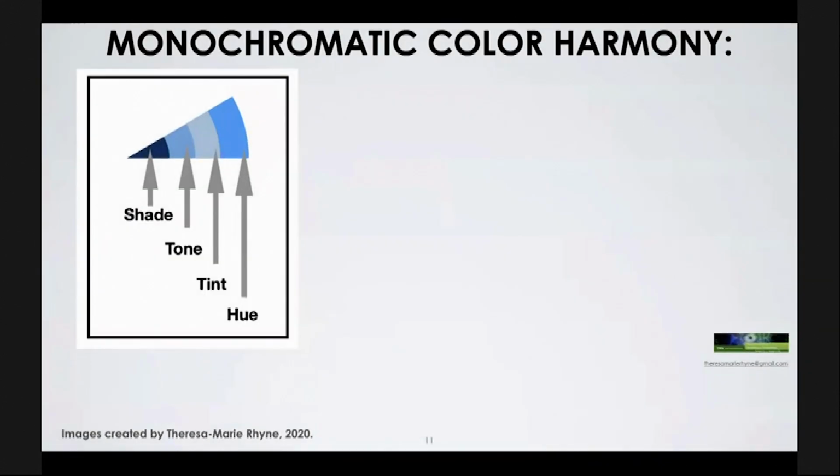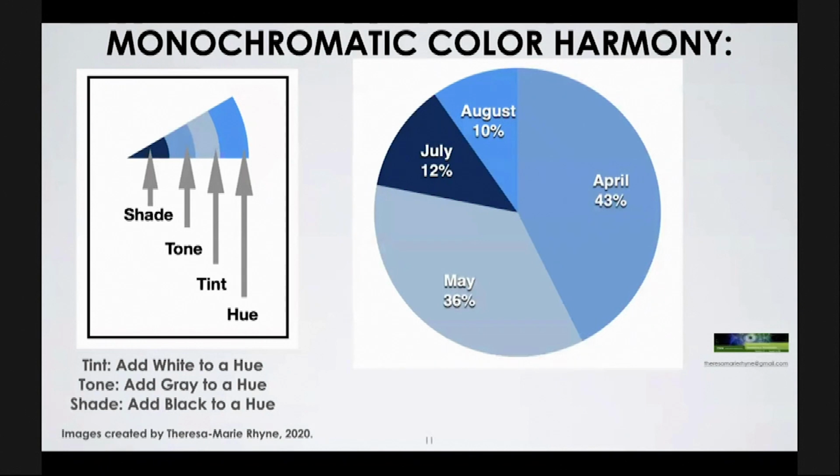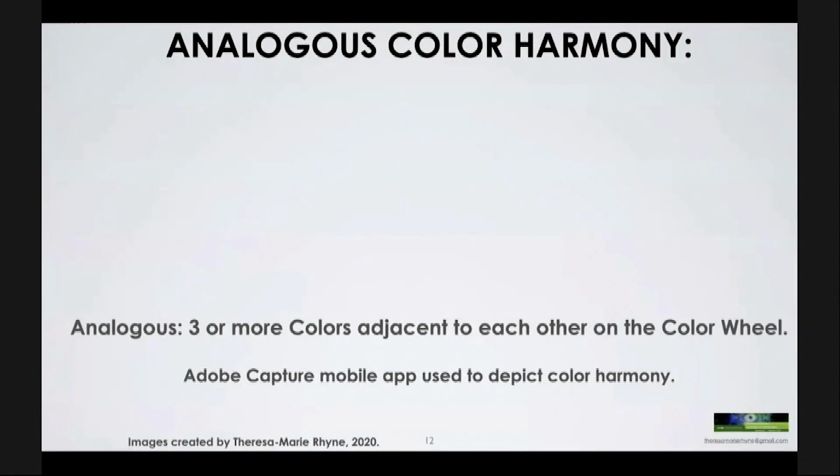Now, in terms of harmony, especially in terms of data visualization, you're going to see a lot of monochromatic color harmony. Now, what that is, it's taking one color. Here I've used a hue. And then what you do is you add a little white, that gives you a tint. If you add a little gray to that blue, you'll get a tone. And if you add a little black, you'll get a shade. Okay, this is how artists talk about it.